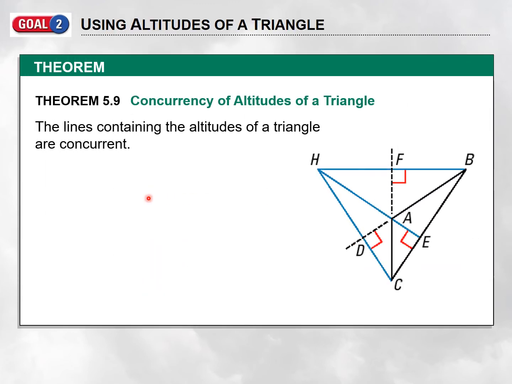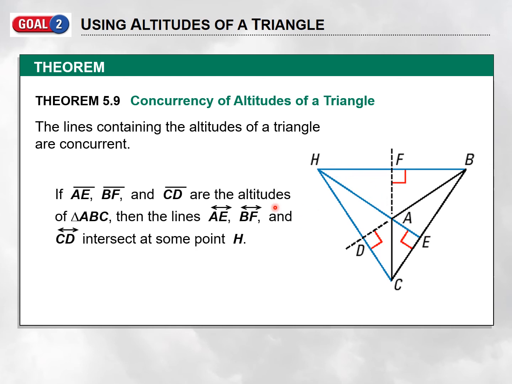Alright, let's check the next theorem, the concurrency of altitudes of a triangle. It states that the lines containing the altitudes of a triangle are concurrent. Look at this. Here segment AE, segment BF, and segment CD are altitudes of triangle ABC. Then the lines AE, BF, and CD intersect at some point H.